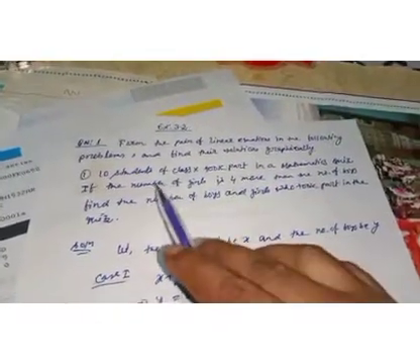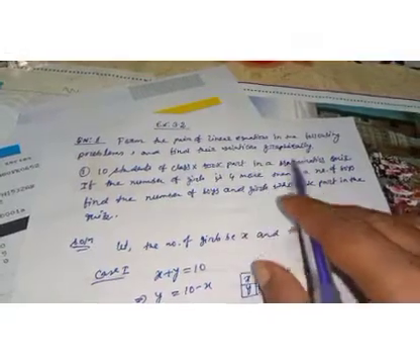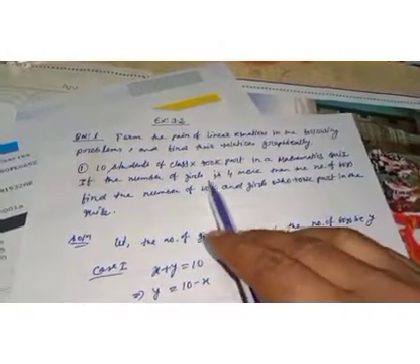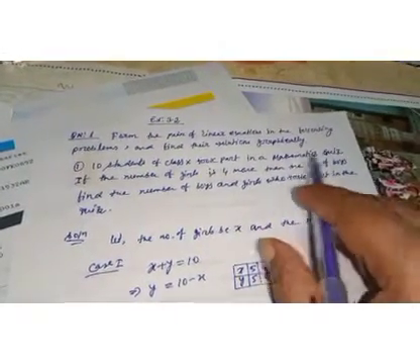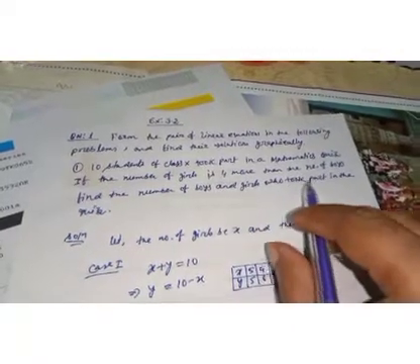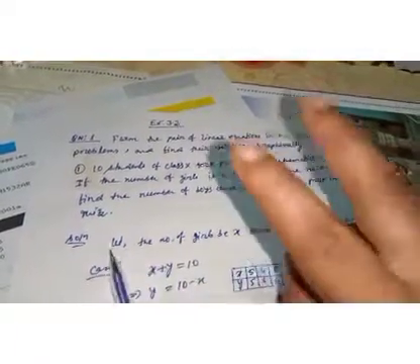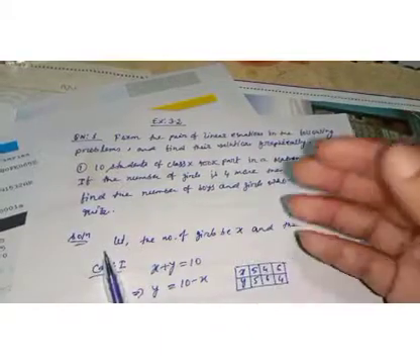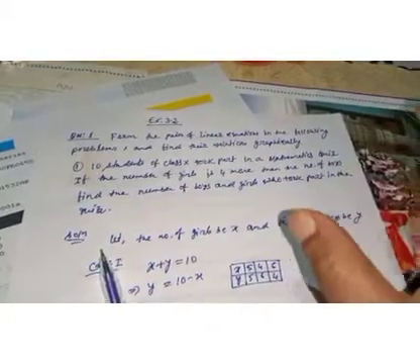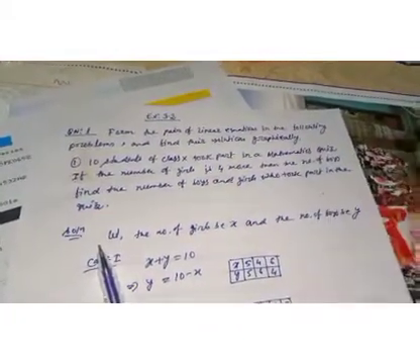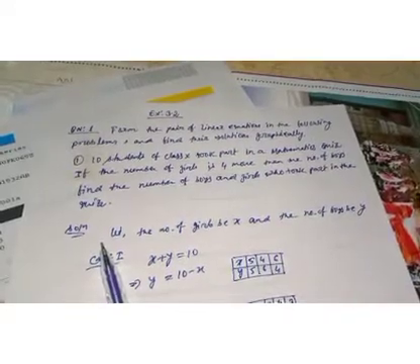So here 10 students of class 10 took part in a mathematics quiz. If the number of girls is 4 more than the number of boys, find the number of boys and girls who took part in the mathematics quiz. That means the total number of students is 10. They took part in the mathematics quiz. Girls is 4 more than the boys, okay?